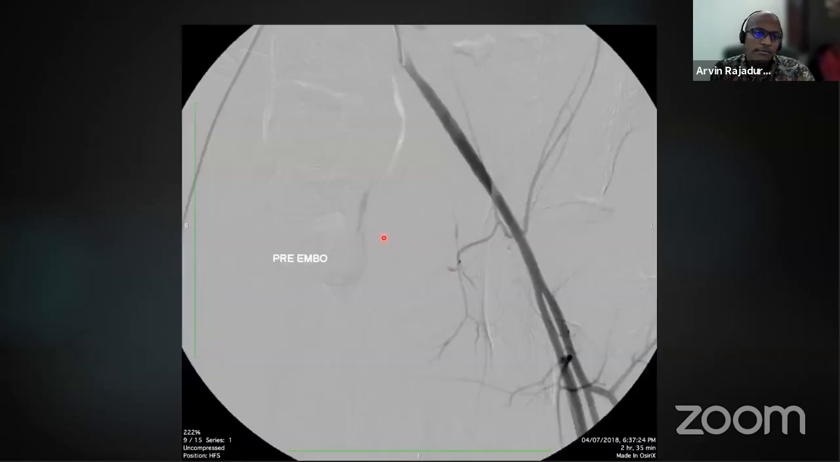So sometimes you also have some pitfalls when you do angiography. So this kind of looks like something going on here, but this is not. This is actually just your ureter and contrast flowing in the ureter.